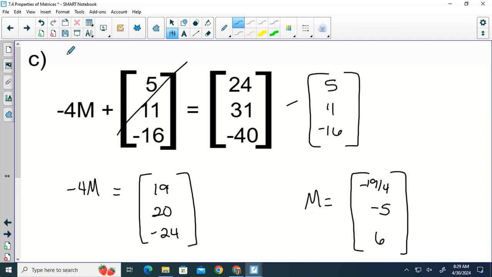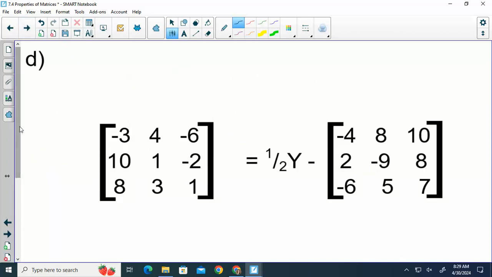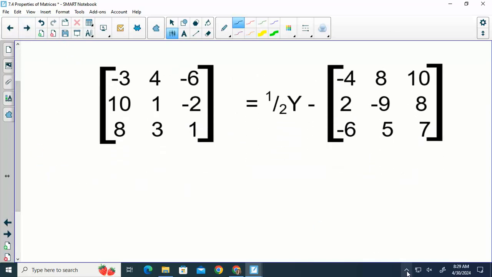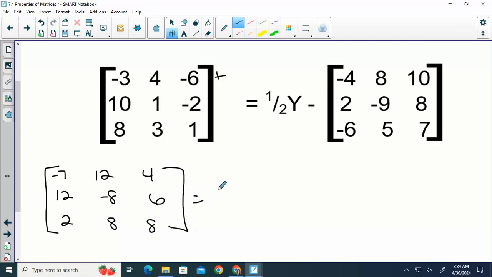All right, final problem of the day. You guys think you can do it? Alright, so first, to get rid of this matrix, we have to add it to the other side. So if you add all those numbers, you get -7, 12, 4, 12, -8, 6, 2, 8, 8. That's equal to the 1/2 y.